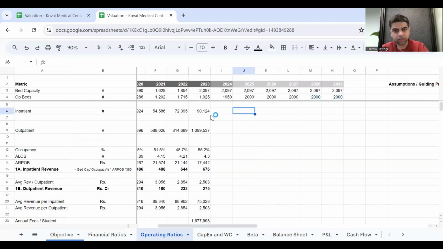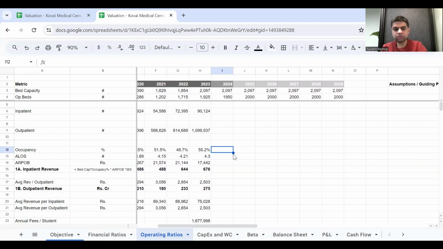Right. Now, we don't have to explicitly model the number of inpatients. We can back it out. But yes, we need to model inpatient revenue. We need the occupancy that we saw, bed capacity times occupancy percentage. Again, I'm going to make an assumption that the occupancy increases gradually.